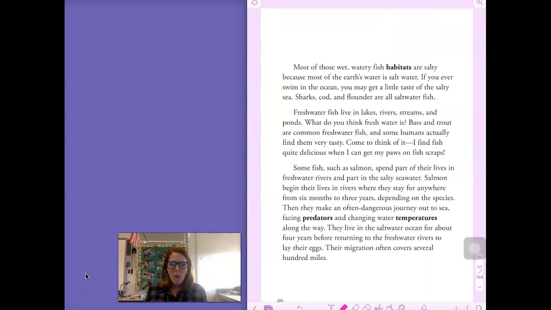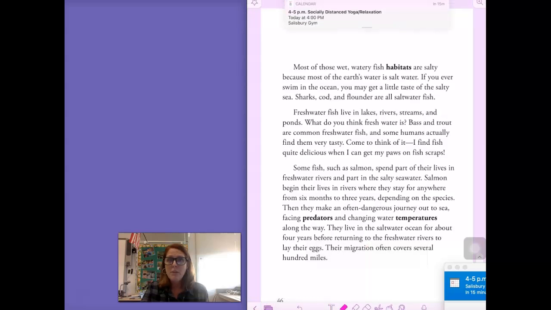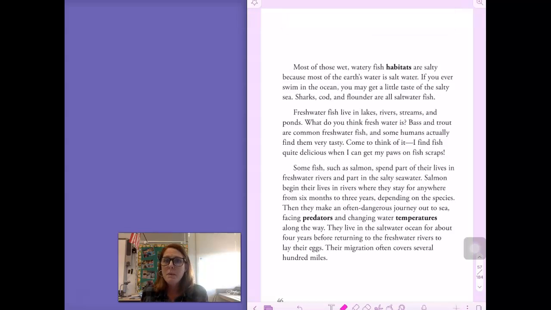All right, here we go. Most of those wet, watery fish habitats are salty because most of the Earth's water is salt water. If you ever swim in the ocean, you may get a little taste of sea salt. You may get a little taste of the salty sea. Sharks, cod, and flounder are all saltwater fish. Freshwater fish live in lakes, rivers, streams, and ponds. What do you think fresh water is? Bass and trout are common freshwater fish, and some humans actually find them very tasty. Come to think of it, I find fish quite delicious when I can get my paws on fish scraps.